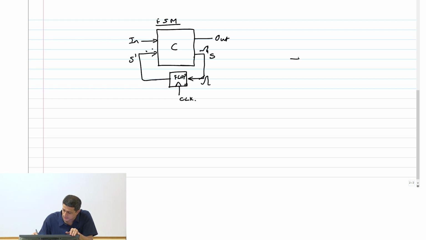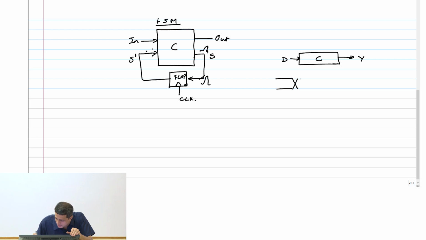So let's see what happens. We need to now very carefully define certain terms, certain definitions for delay of various blocks, and what we want out of these blocks. So if I have a combinational block, I have an input D and an output Y. Let's assume that my input D changed at this point.